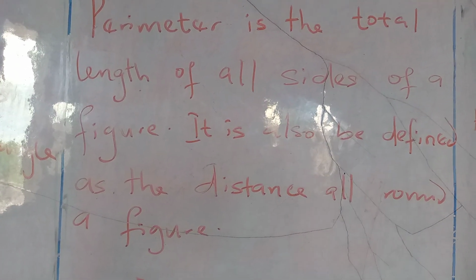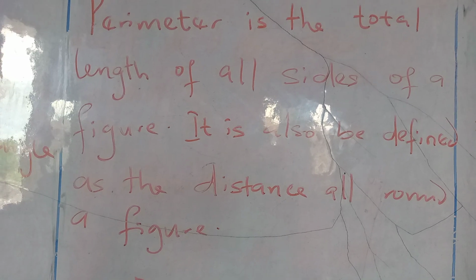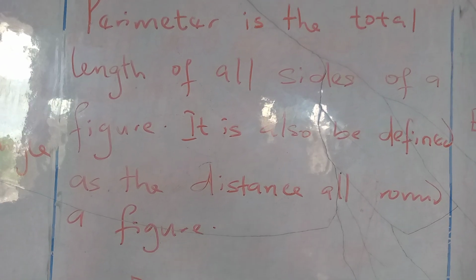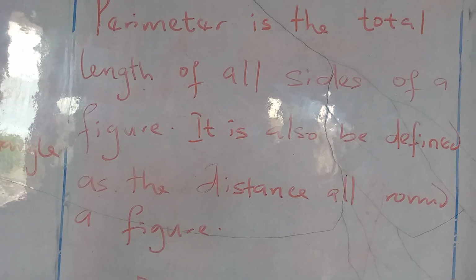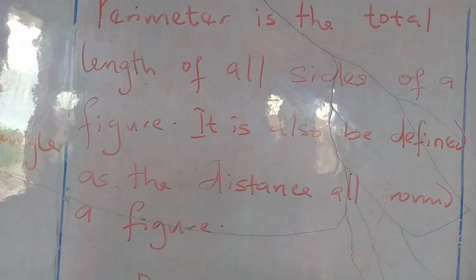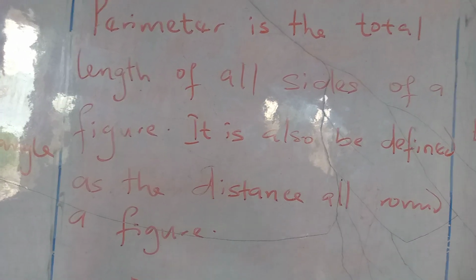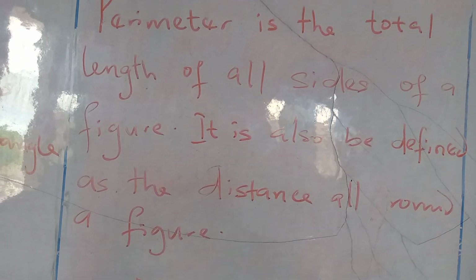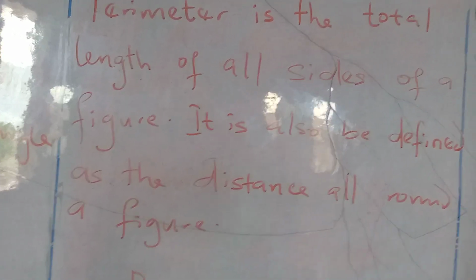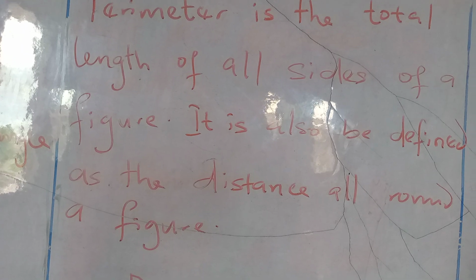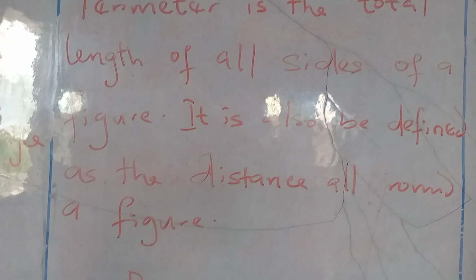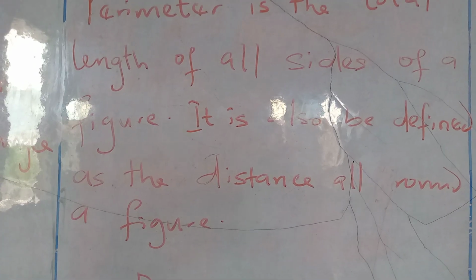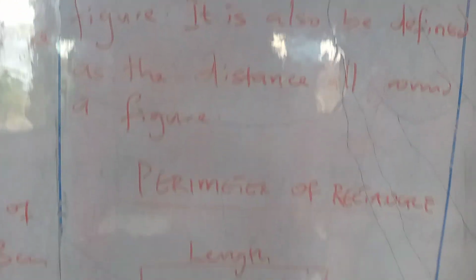It's still the same thing, right? Distance around a figure. Just like our exercise book now. Our exercise book is just like a rectangle, right? If you use your ruler to measure all the four sides, that is the perimeter, the distance around the exercise book. So that's a typical example. Let's take it one by one now. Let's go to rectangle first.